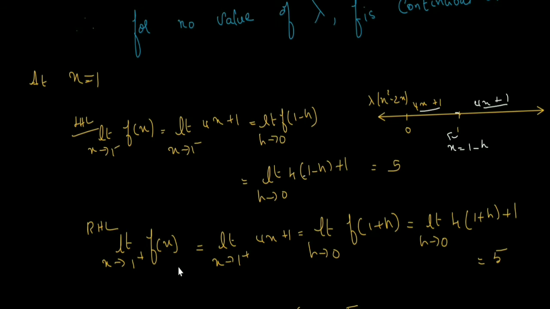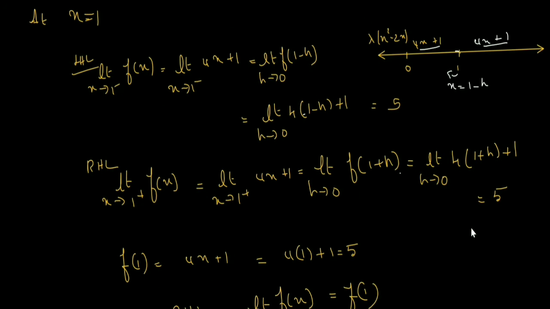Now come to the right hand limit. The right hand limit is limit x tends to 1 of 4x plus 1. On the right hand side, you put x is equal to 1 plus h, so 4 into 1 plus h plus 1. Substitute h is 0, it will become 5. So you get the answer 5.